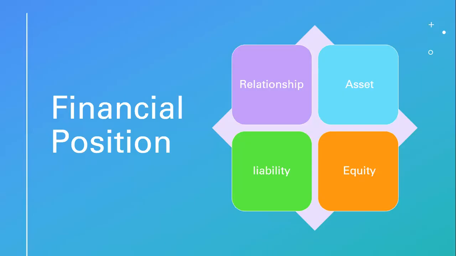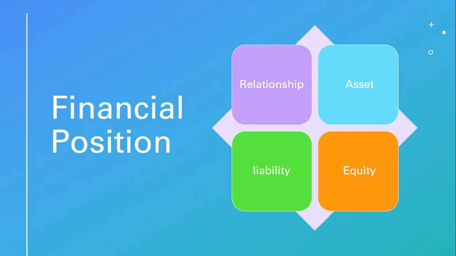We are now going to look at 2 elements of the financial statements, which are the financial position and the financial performance. Looking at the financial position, it simply shows the relationship of the assets, liabilities, and equity as of a specific date. So your total assets minus the liabilities is equal to the equity, or your total assets is equal to your liabilities plus the equity. This is what is commonly known as the accounting equation.